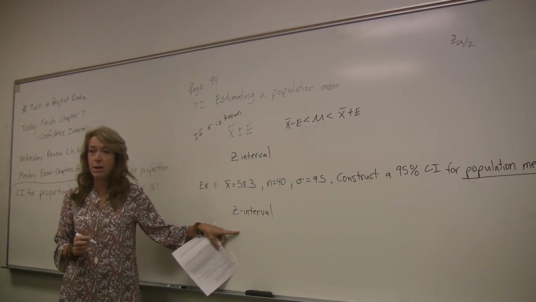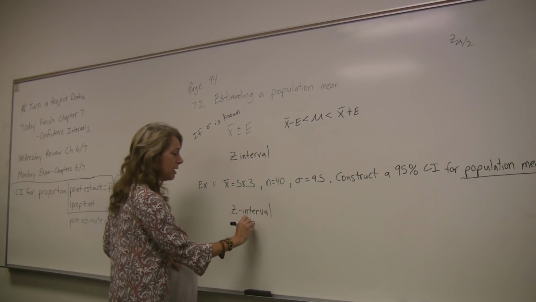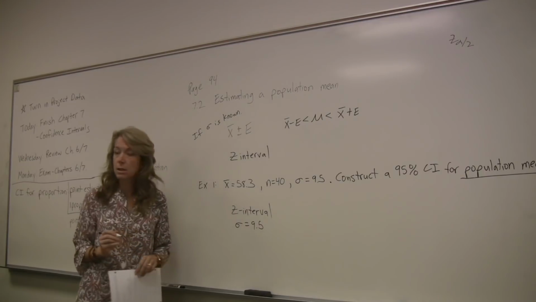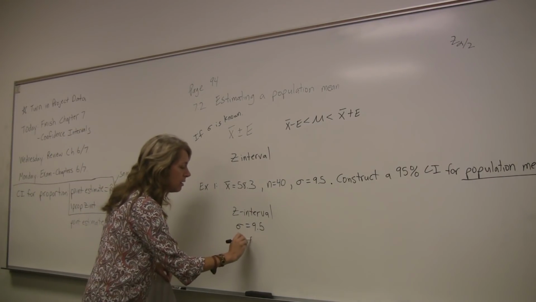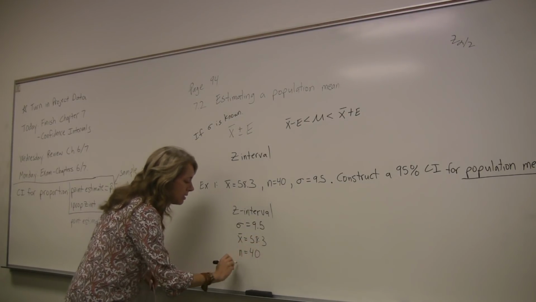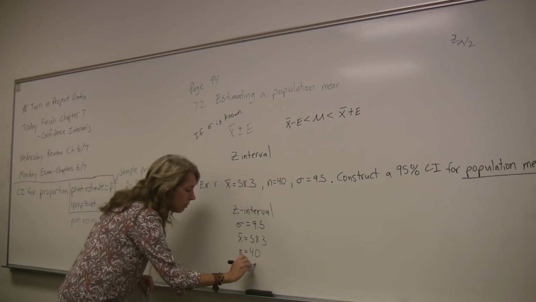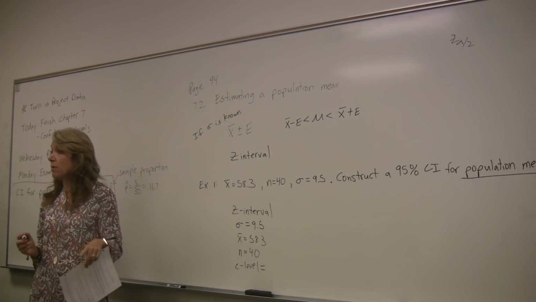So I know where you're going on your calculator, you would tell me what you're typing in for everything. So you would type in sigma equals 9.5, what's next? X bar, you tell me what you typed in there. And N and C level. N is 40, and then the C level, what do we put for C level? 0.95. It has to be in decimal form.